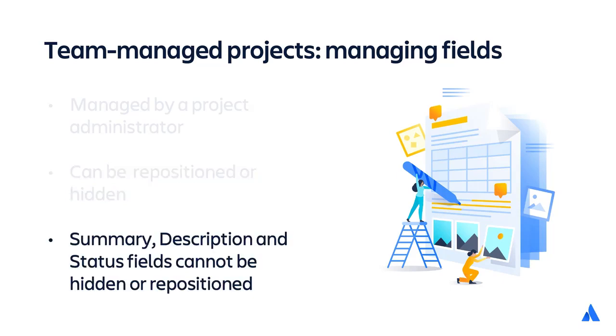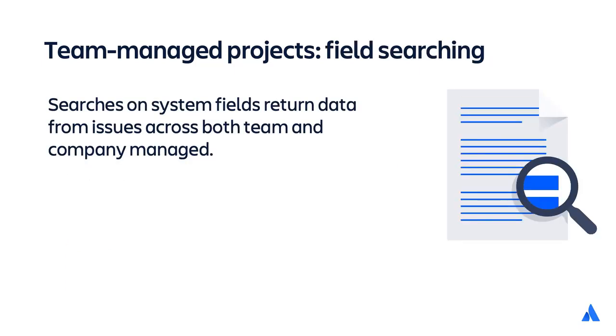As in company managed projects, the system fields can only be updated in a limited way. The summary, description, and status fields cannot be repositioned or hidden. When it comes to searching on system fields across both types of projects, searches will return data from issues across both team and company managed projects. For example, if you search for issues with the priority of highest, you'll see issues with a priority of highest from both team and company managed projects.